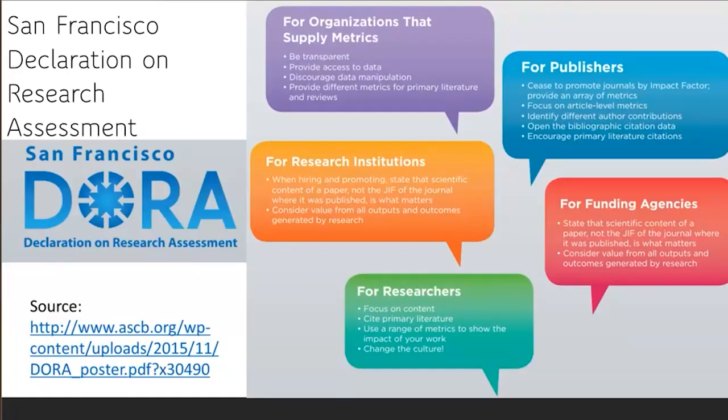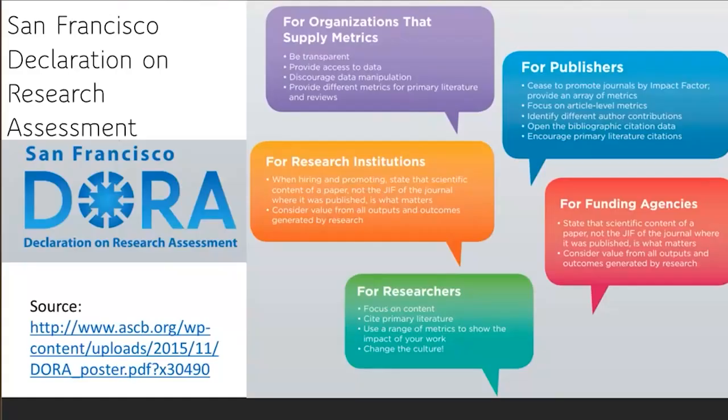Authors contribute in a lot of different ways. They might write a paper, they might serve as a peer reviewer, they might serve as an editor. So publishers should really acknowledge authors and scientists and researchers for all of the different parts that they play in publishing. And of course, we want citation data to be open. We want to be able to look at the data. And again, primary literature citations, not just looking at secondary literature, but looking at that primary literature.